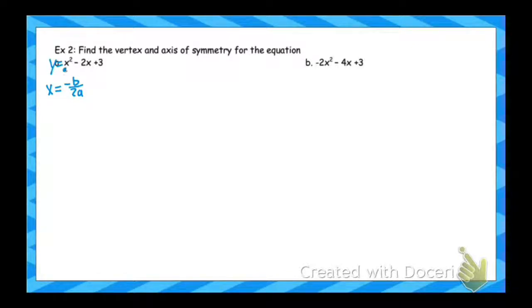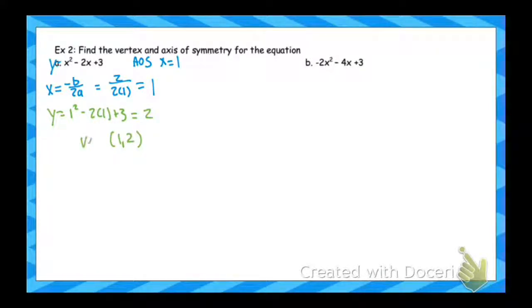So remember, it's a, b, and c. So that means my negative b would be 2 over 2 times 1. So my x-coordinate of my vertex is 1. That means the axis of symmetry is x equals 1. Once I know the x-coordinate of the vertex, I plug it in, and then I can get the y-coordinate. So 1 squared minus 2 times 1 plus 3 is 2. So 1, 2 would be our vertex.